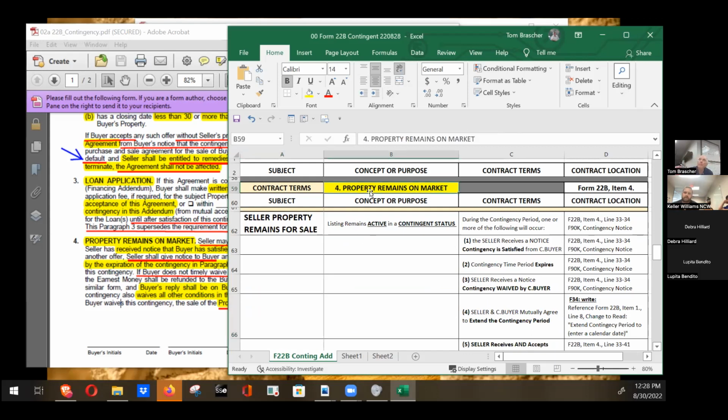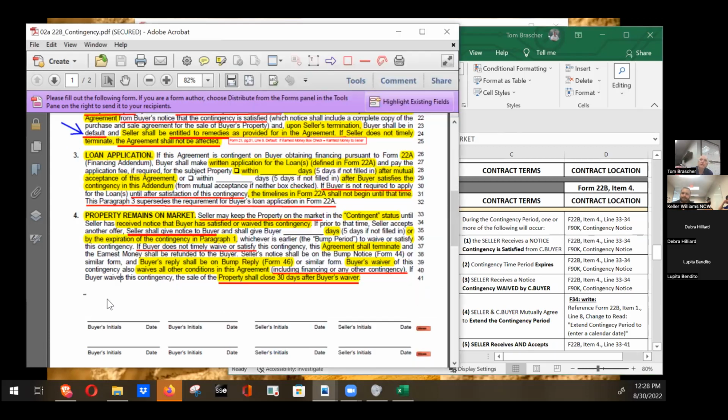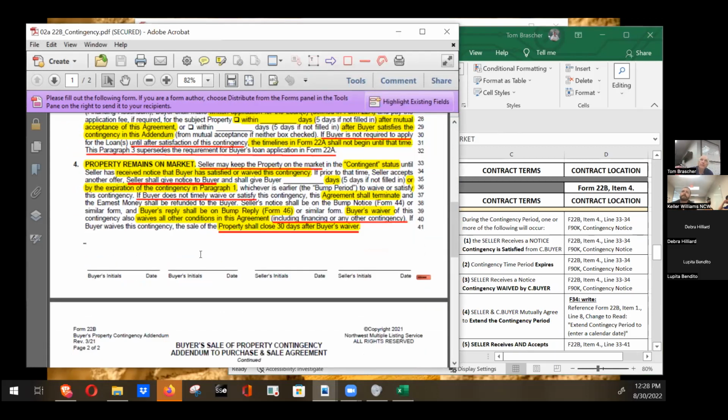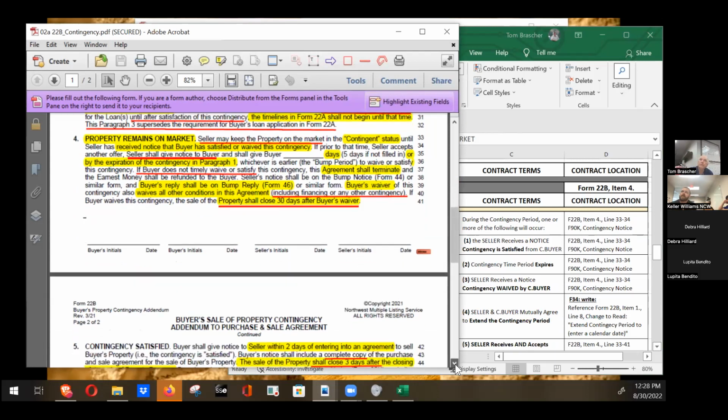So property remains on the market. Okay. So now I got the loan fee going here. And the seller turns around and goes, well, if I'm sitting around here, tick tock, if I get another offer, I want to be able to accept another offer. Okay. So what are the rules for that?